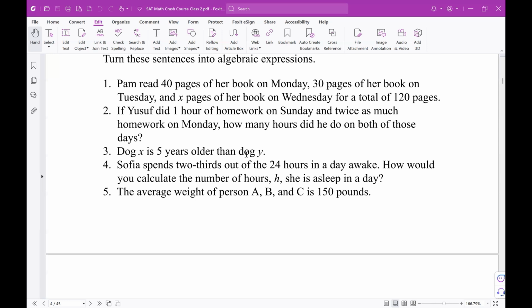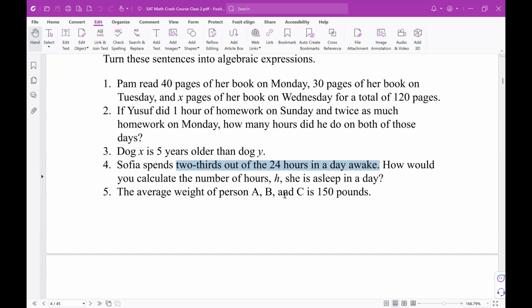Wait, okay, I'm telling it again. Sophia spends two-thirds of the 24 hours in a day awake. So the amount of time she is awake in a day is basically 2 by 3 into 24, right? Yes. Okay, so you would get an answer from that.